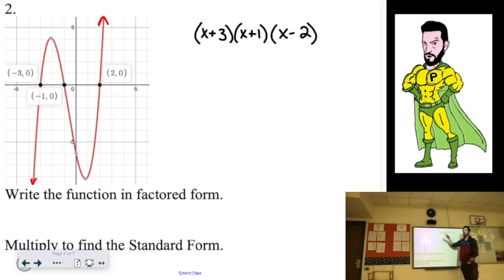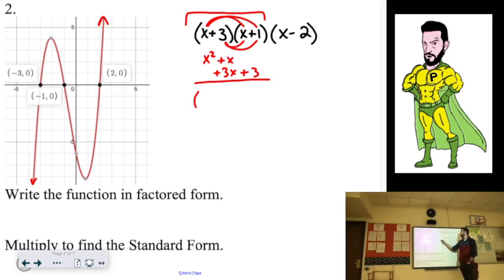So pick any two of them and FOIL them. I'm just going to pick the first two. First, x times x is x squared. X times 1 is x. 3 times x is 3x. And 3 times 1 is 3. So if we combine those x's in the middle, that would give us 4x. So the first two binomials after we multiply would give us x squared plus 4x plus 3.